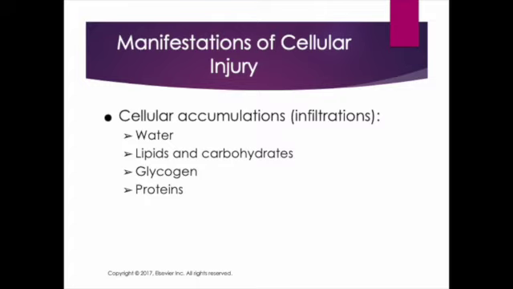Glycogen is a stored form of glucose. An excessive accumulation of glycogen can occur in metabolic disorders. For instance, glycogen storage diseases can lead to abnormal glycogen buildup in various tissues. And then protein accumulation can occur due to various reasons, such as defects in protein folding and degradation pathways of protein. This can lead to the formation of protein aggregates, which may contribute to diseases like neurodegenerative diseases.